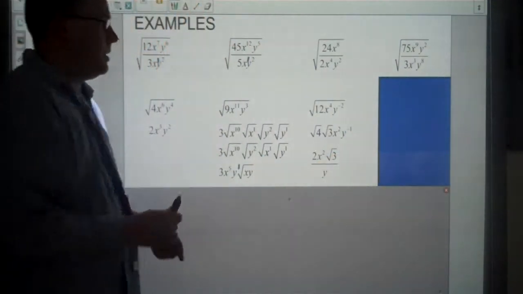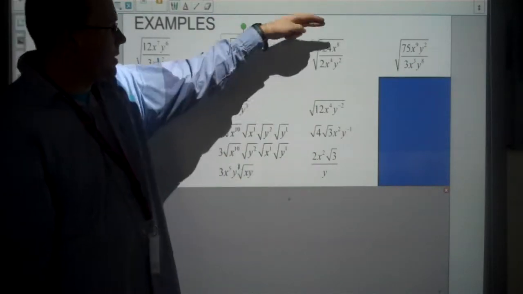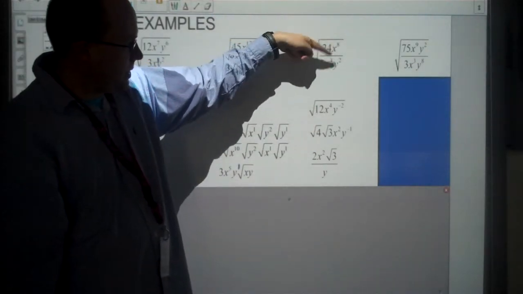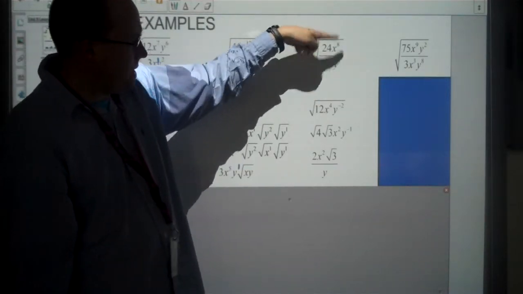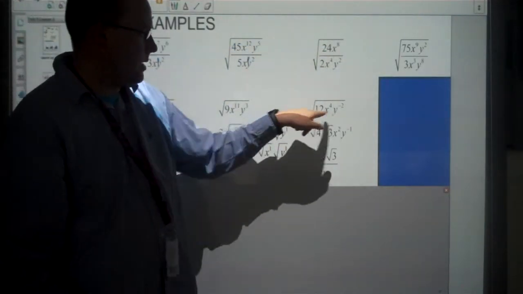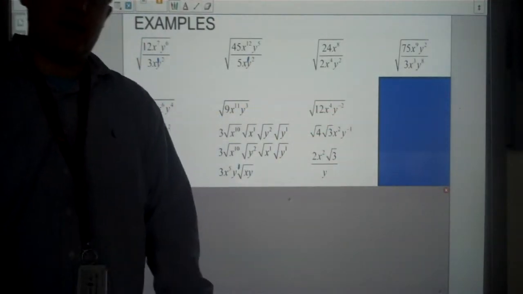If we move on to our third example, same idea. 24 divided by 2 is 12. x to the 8 divided by x to the 4, subtract the exponents, so 8 take away 4 is 4. And then actually we don't have anything here, so we could either write this as over y squared, or you can bring it to the top and say that it's y to the negative 2.